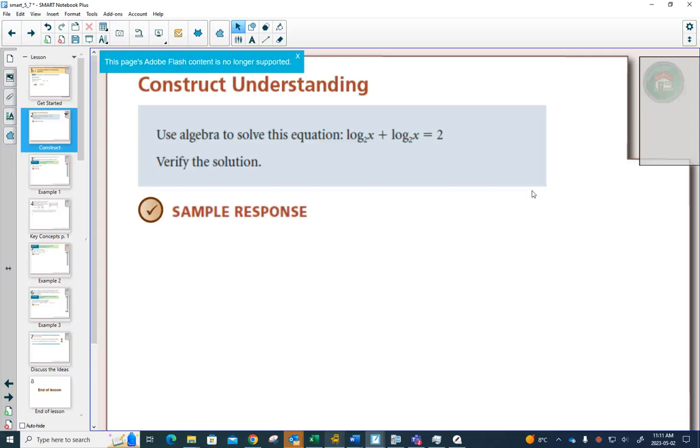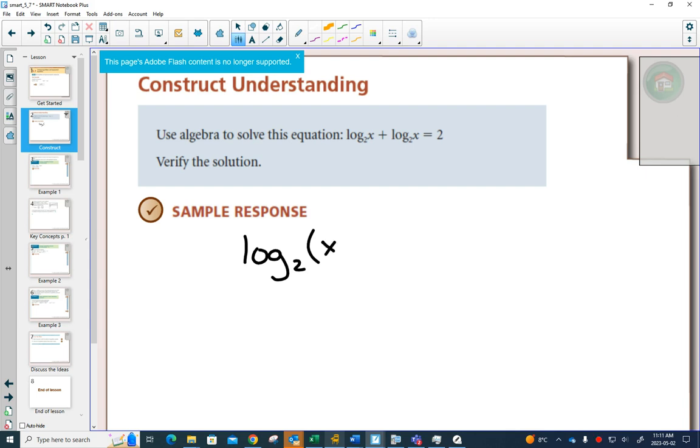This looks like a problem where we solve a log equation. A log equation is when the x is inside the logarithm. And we are going to use our skills to get it together as a single logarithm. So here, you have a log plus a log.